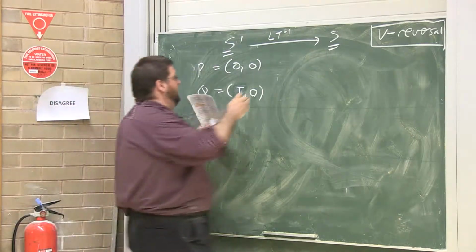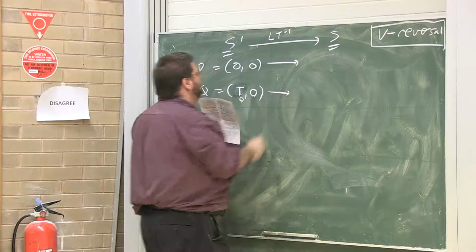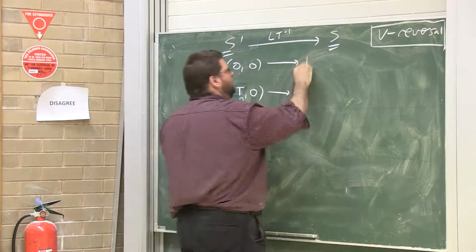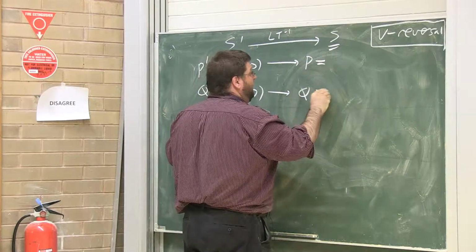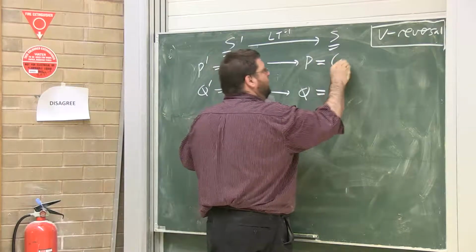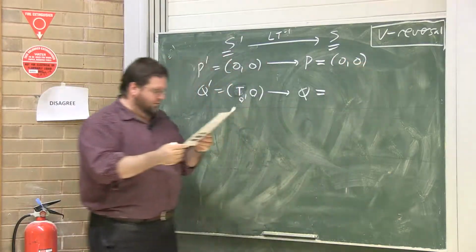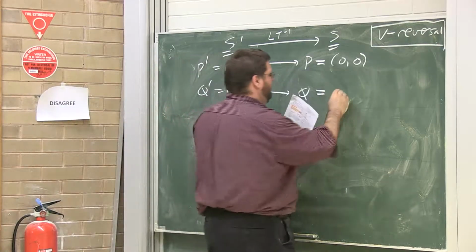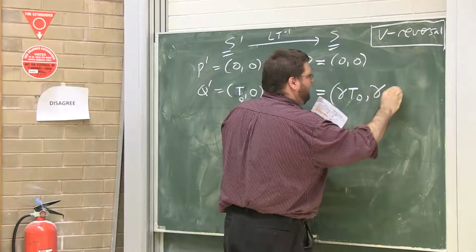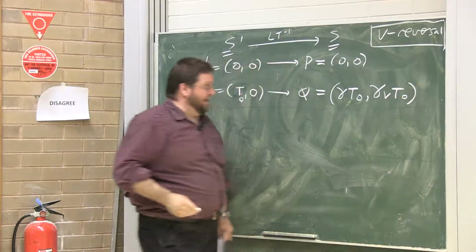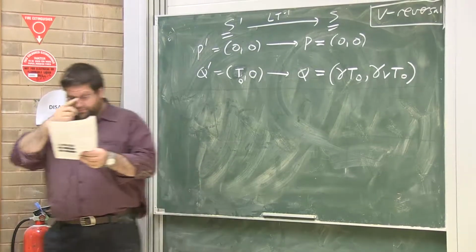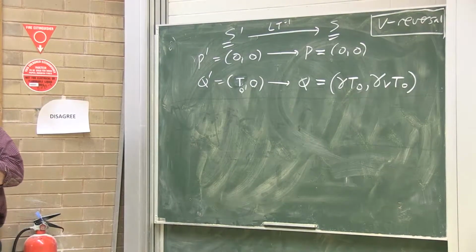However you do it, you can inverse Lorentz transform the tick and the tock. P prime and Q prime will become P and Q. By the way, because the Lorentz transformations are homogeneous and linear, it should be no surprise that 0, 0 inverse Lorentz transforms to 0, 0. But Q, on the other hand, inverse Lorentz transforms to the following. Gamma is the usual relativistic gamma factor. V is the velocity of S prime relative to S.